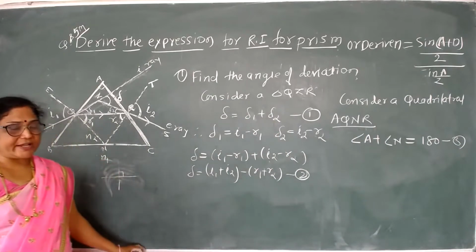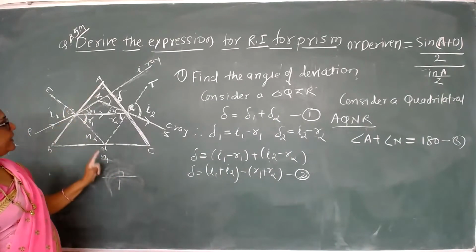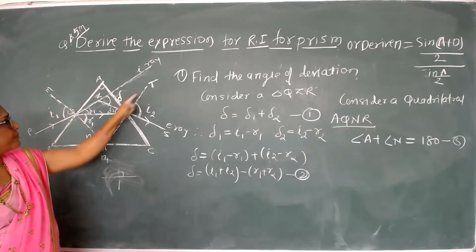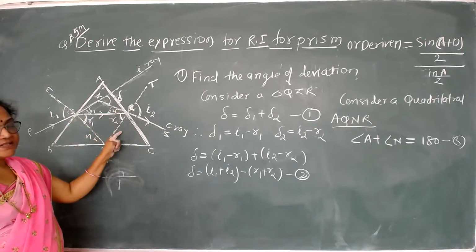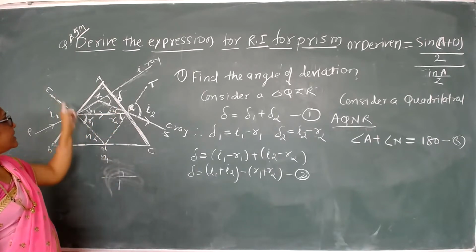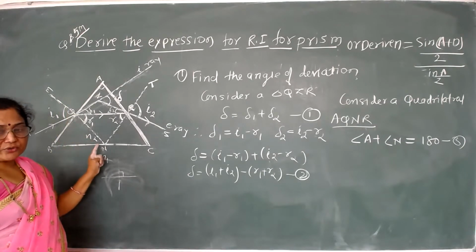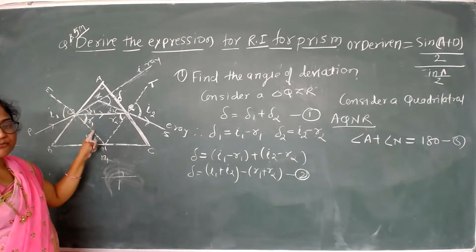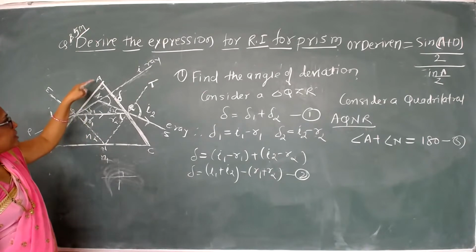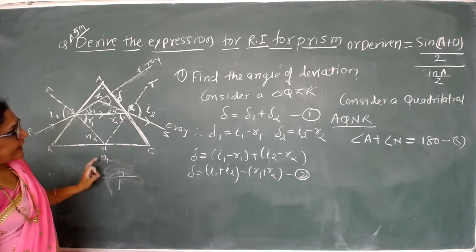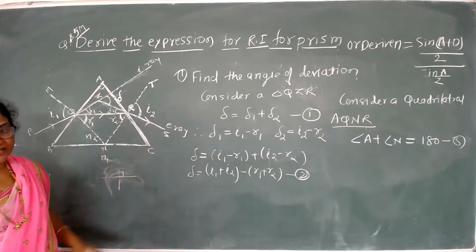Consider the other two angles, angle A and angle N. Because of the normal rays, these angles are 90 degrees. Normal rays are perpendicular to that surface, and perpendicular means it makes 90 degrees. So angle A plus angle N is equal to 180 degrees.